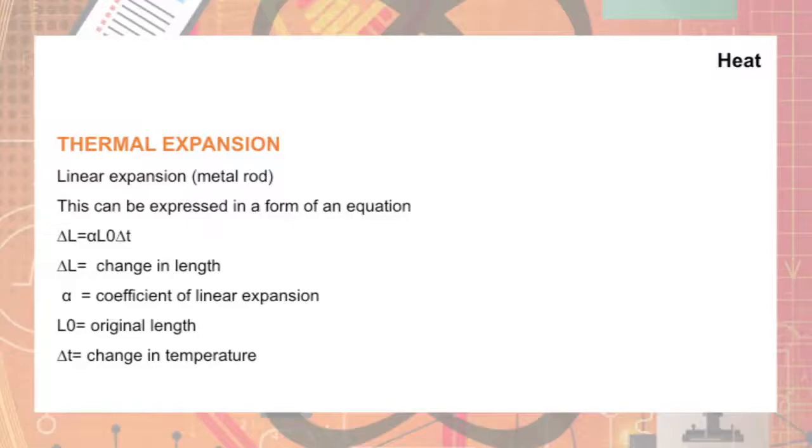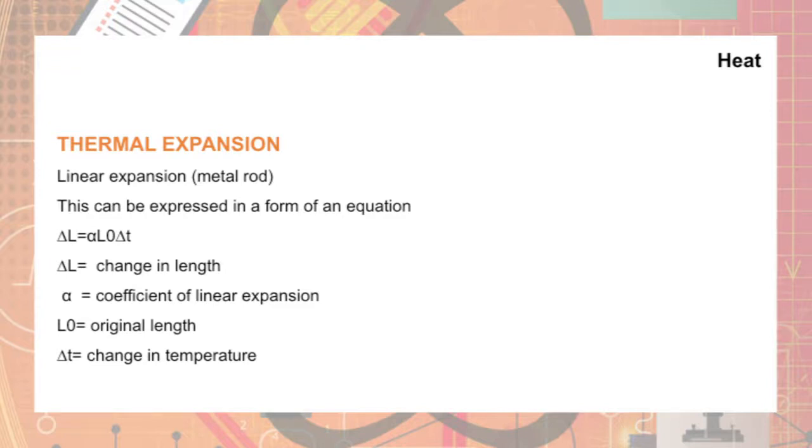Now, when we have this formula, let us look at our PowerPoint slide. We have our delta L, which is our change in length. This is the small millimeters by which our aluminum rod is expanding.